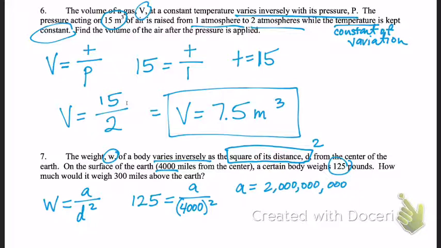All right, now I want to figure out how much you weigh if you're 300 miles above the earth. So if I have weight equals 2 billion, I'm going to put all of my zeros, over, what would my distance be if I'm 300 miles above the earth? 300 plus the 4,000 that I already am, because it's 4,000 from the center of the earth. But if I'm 300 above that, it would be 4,300 squared. So you should get 108 point what? 167, and that would be pounds.